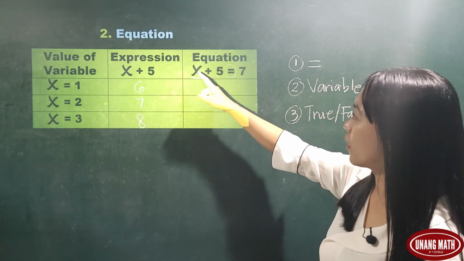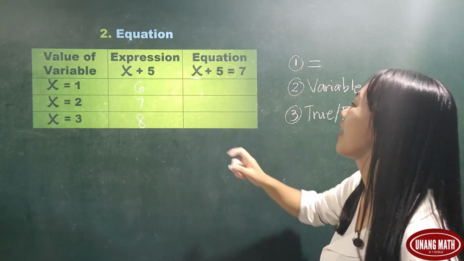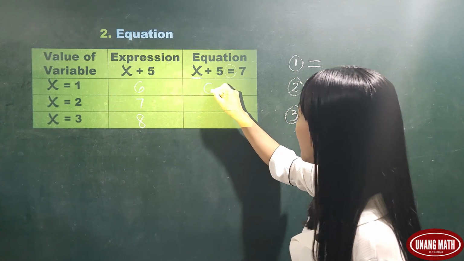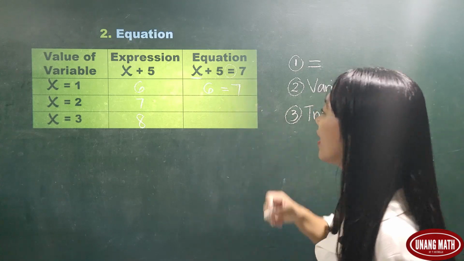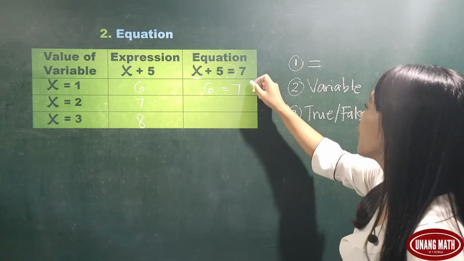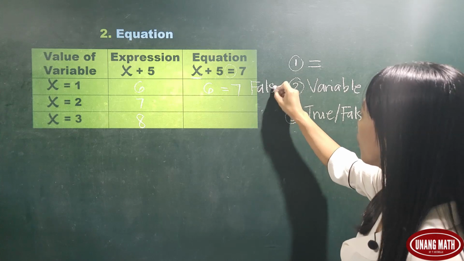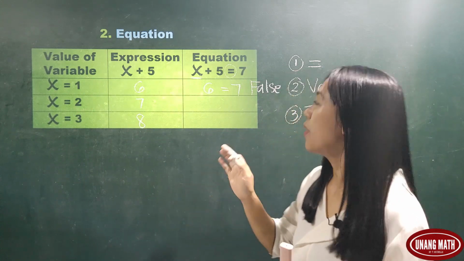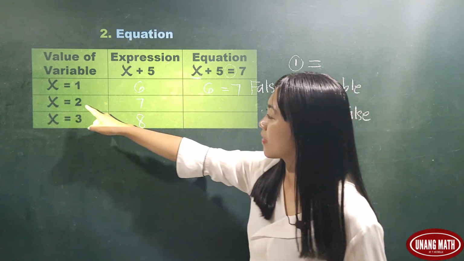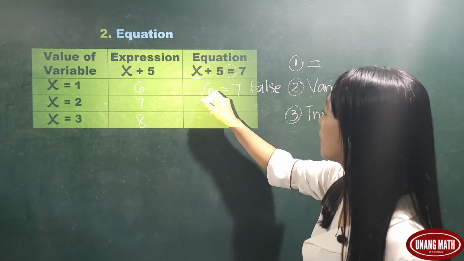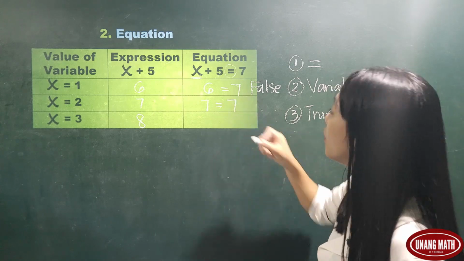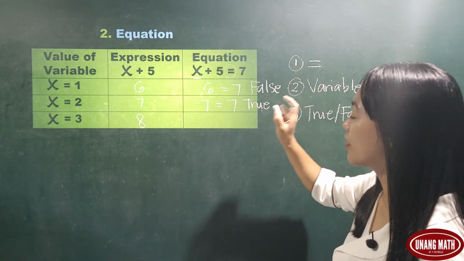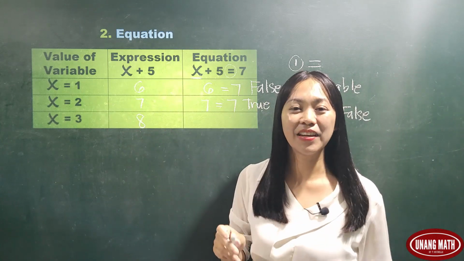But for this equation, x plus 5 is equal to 7. If x is equal to 1, then this is 6 is equal to 7. This equation is false if the value of x is 1. How about if the value of x is 2? So 2 plus 5 is 7. This is equal to 7. This equation is true, okay, if the value of x is 2.